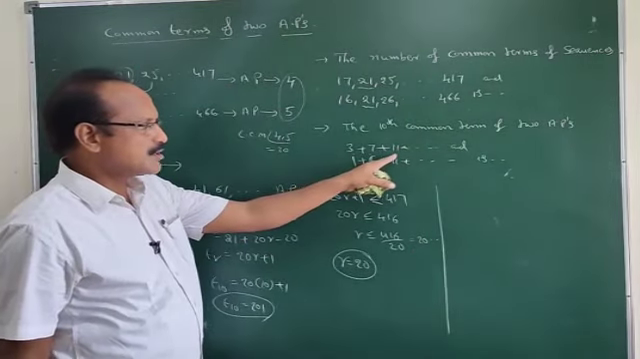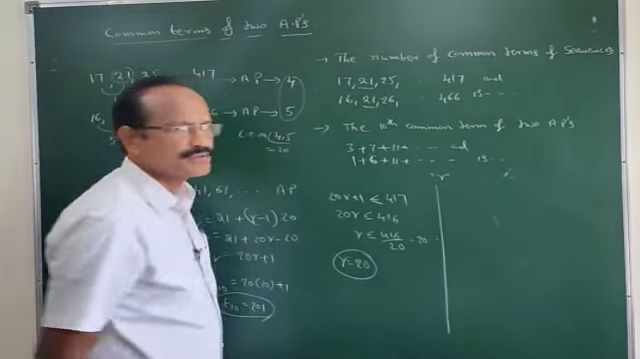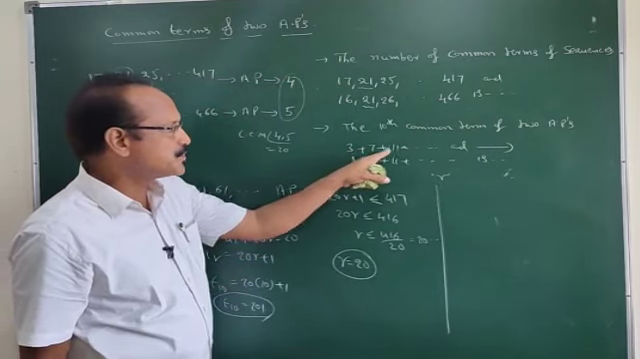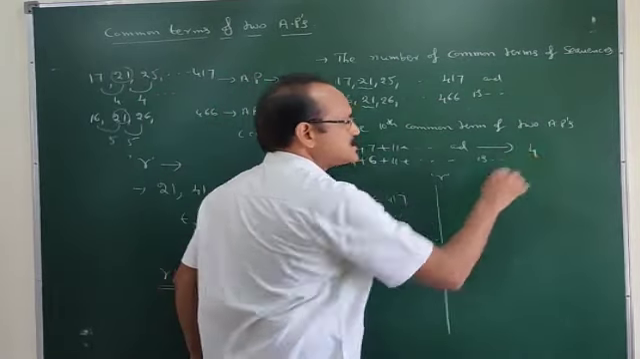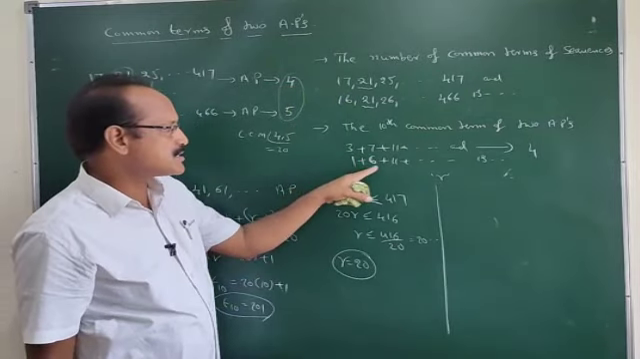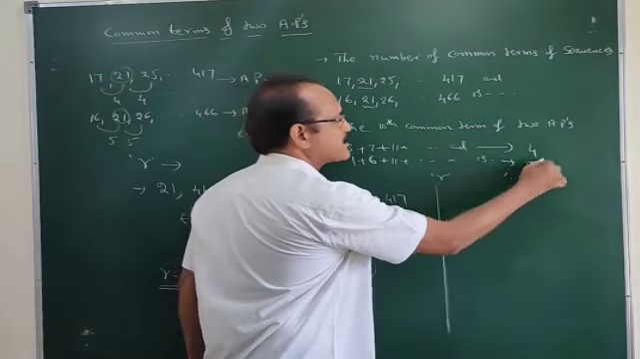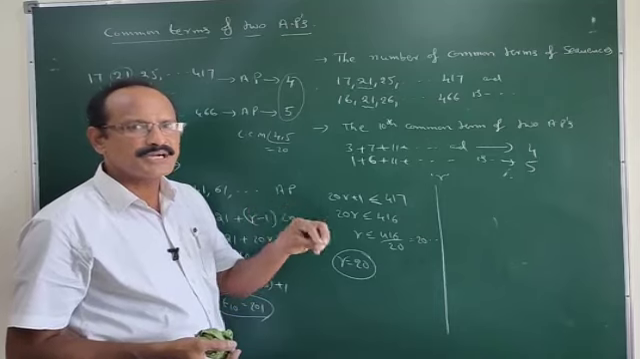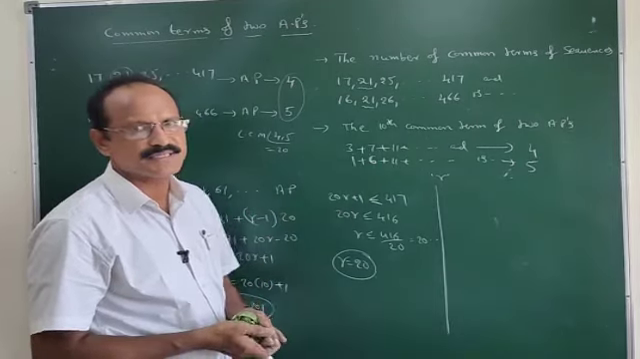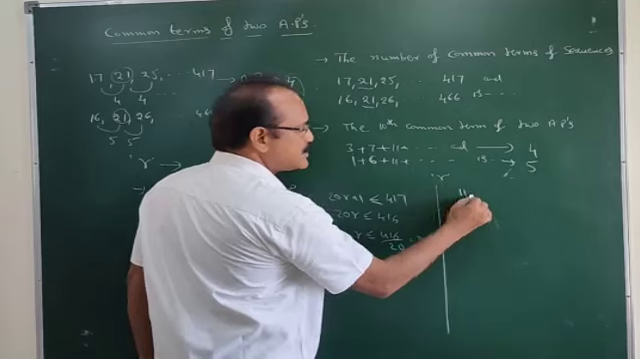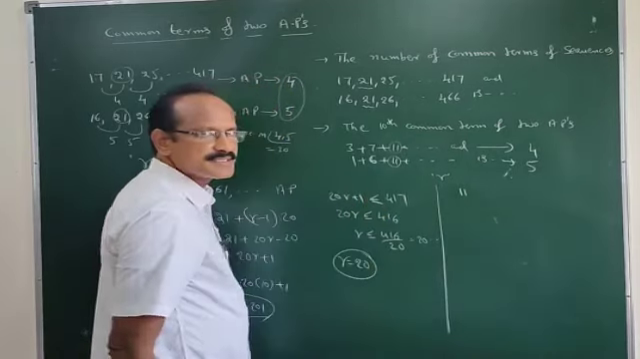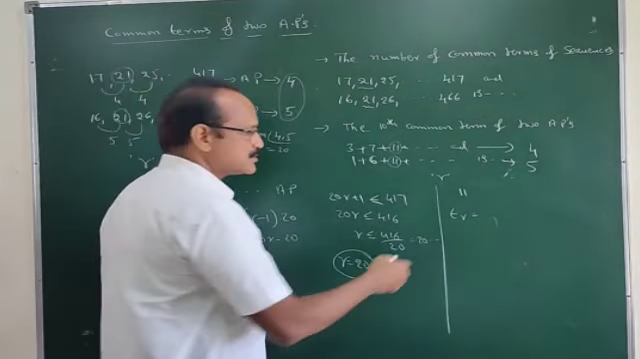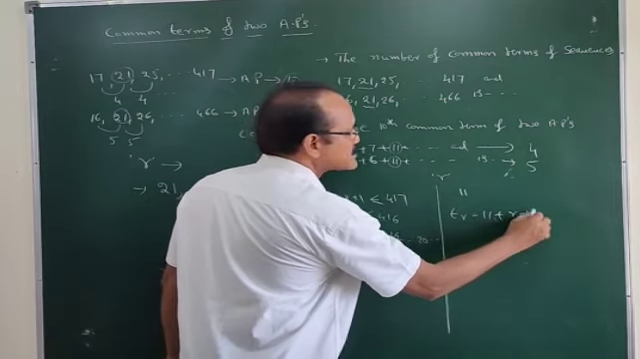Now let r be the number of common terms of both the sequences. Of course, the first sequence is an AP with common difference 4, and the second is also an AP with common difference 5. Now I am writing the rth term of the sequence which contains the common terms of both the sequences. 11 is the first common term of both the sequences. So the rth term is A plus r minus 1 into D.